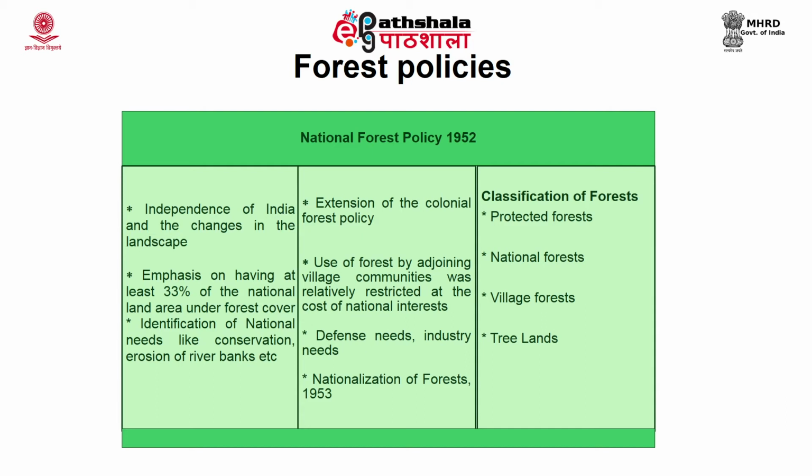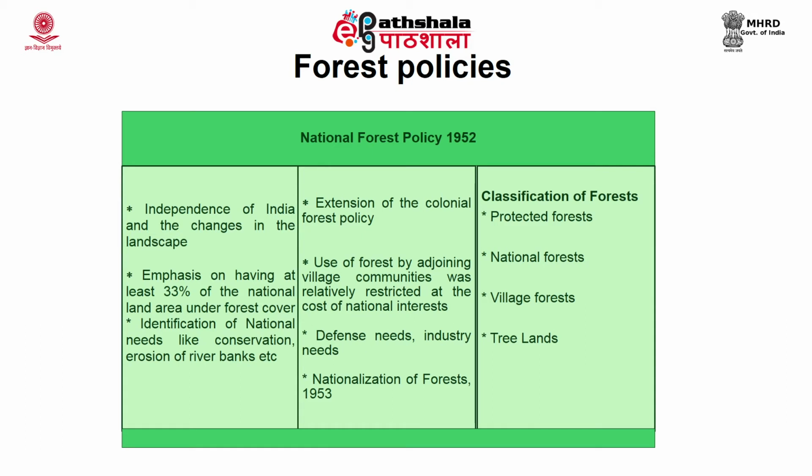That is protected forests, which are required to be conserved, required to be protected for maintaining physical and climatic conditions. Then national forests, which were intended to meet the demand from defense and communication industry in particular. Village forests, which were required to meet the demand of the forest dependent communities. And of course, the 4th category, the tree lands. So what the Indian government did is, it nationalized the forests which were earlier lying with the jamindars.